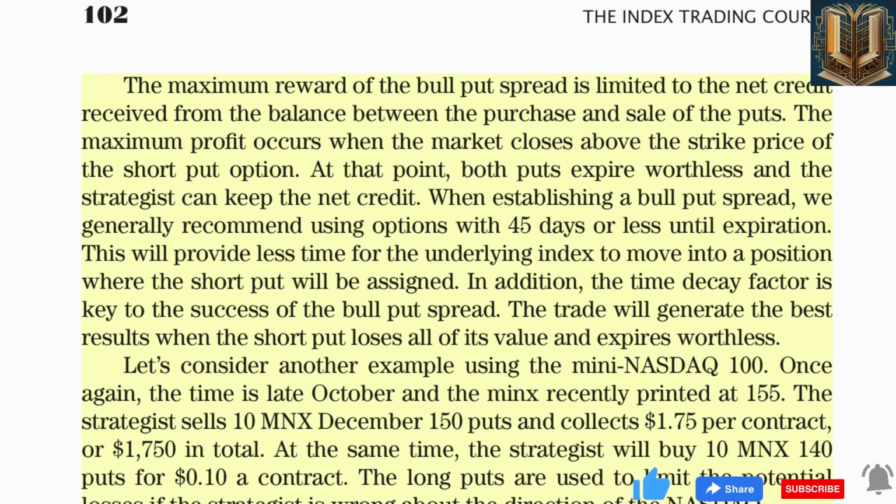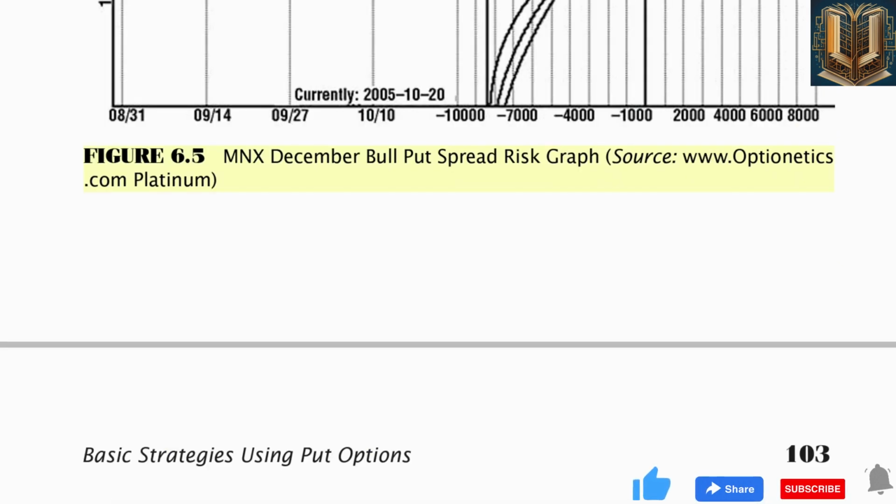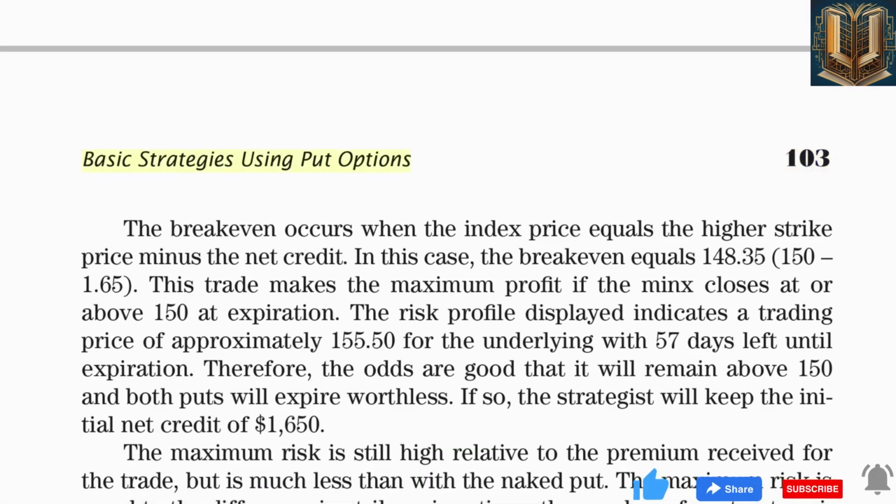The risk profile of a bull put spread slants upward from left to right, displaying its bullish bias. If the underlying shares rise to the price of the short put, the trade reaches its maximum profit potential. Conversely, if the price of the underlying stock falls to the strike price of the long put, the maximum limited loss occurs. Figure 6.5 MNX December bull put spread risk graph. Source: www.optionetics.com. Platinum. Basic strategies using put options.